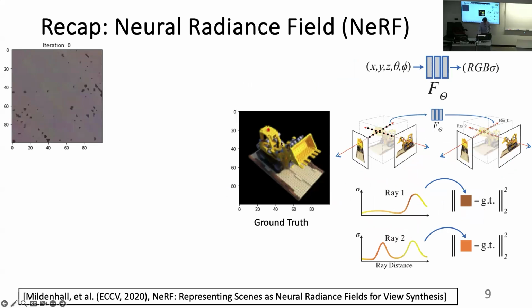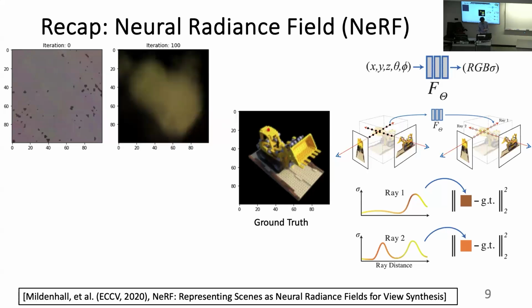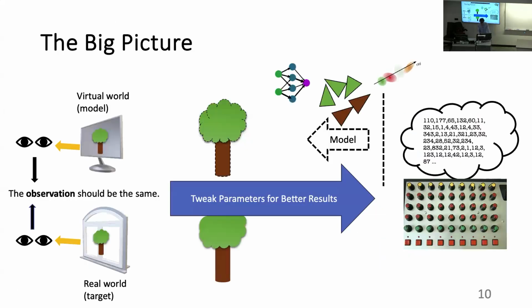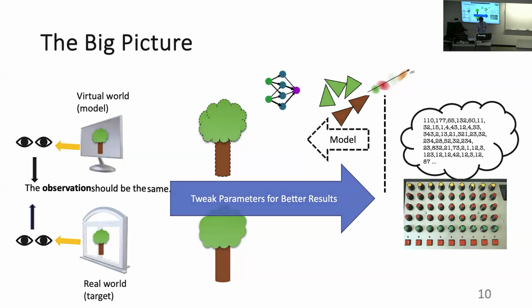And then, of course, the iterative training was that we just come up with some random initial parameters of our neural network, and then we keep doing some gradient descent-based iteration, and we keep getting better and better results while we were tweaking our little parameters, our weights of the neural network in this case. And this is, in a sense, the heart of all differentiable rendering. This is kind of the big picture of differentiable rendering.